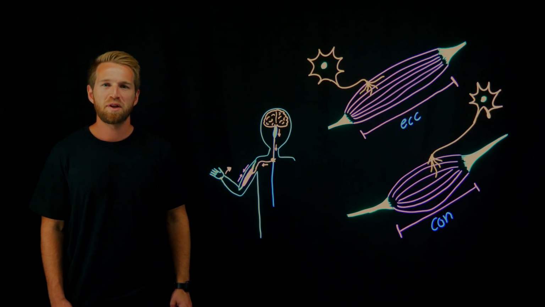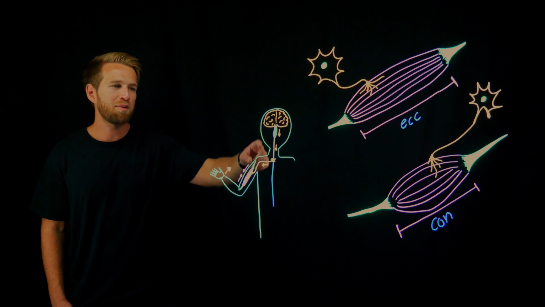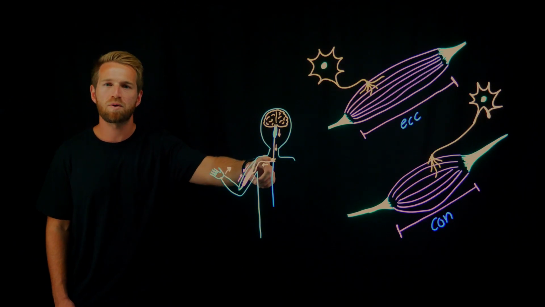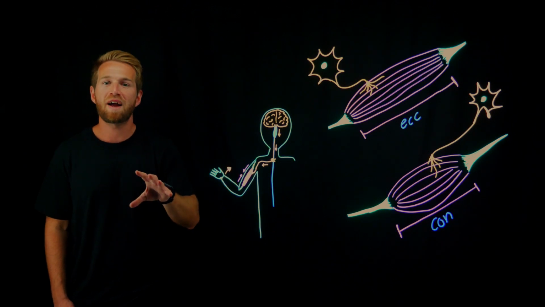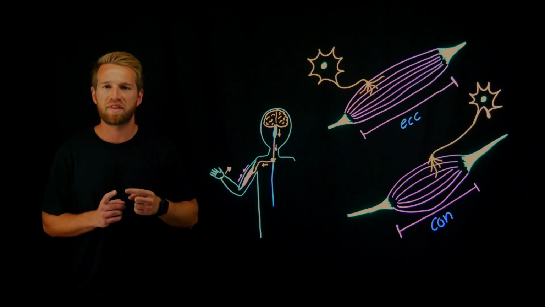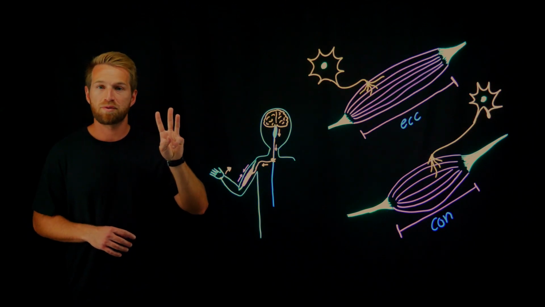Hello, in this video we will discuss voluntary muscle contractions. But first, let's start by defining a muscle contraction. Muscle contraction is any time the brain sends a signal to the spinal cord and the spinal cord sends a signal to the target muscle to fire that muscle and pull both ends of that muscle closer to each other. So there are three main types of contractions.